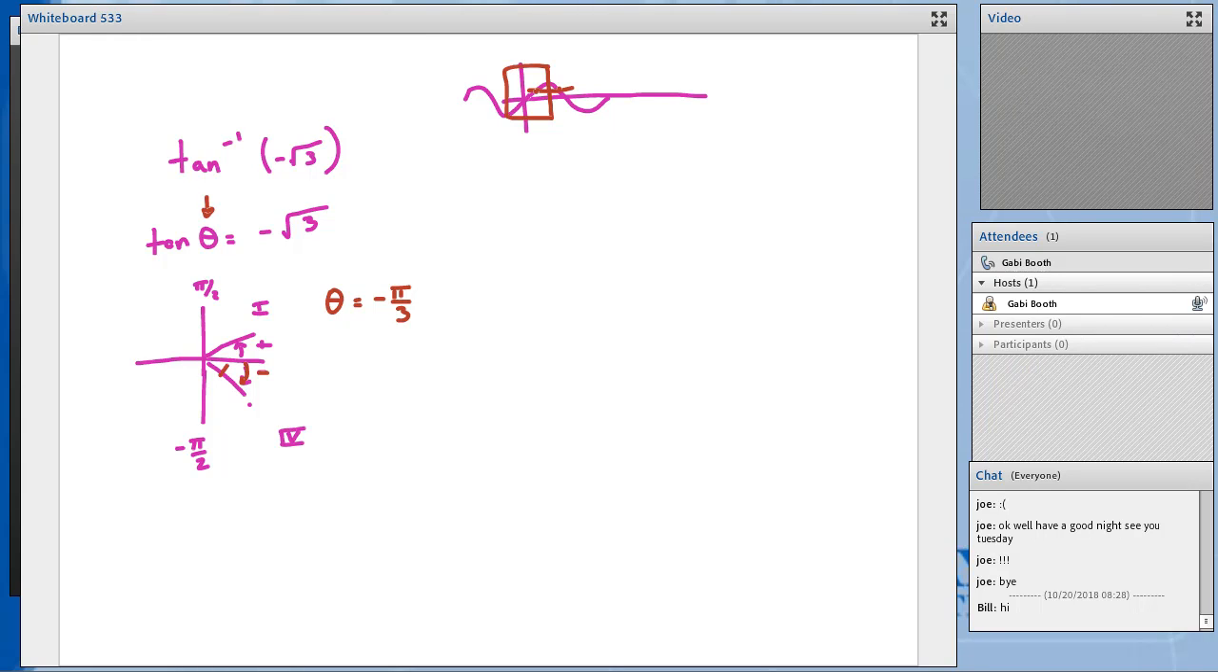So a common mistake here that students make is that they write the 5 pi over 3, but that would be wrong, since your angle, if I say it in degrees, can only be between 90 and negative 90 degrees. So we have to use the equivalent negative angle.